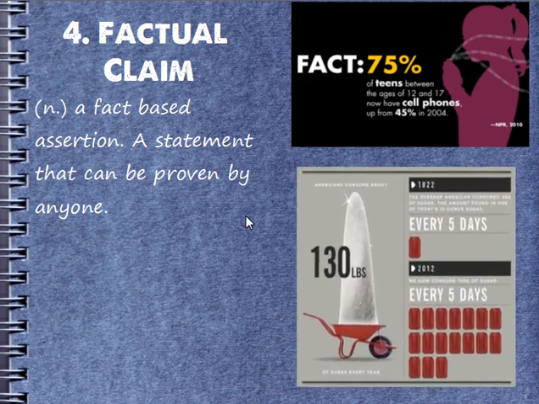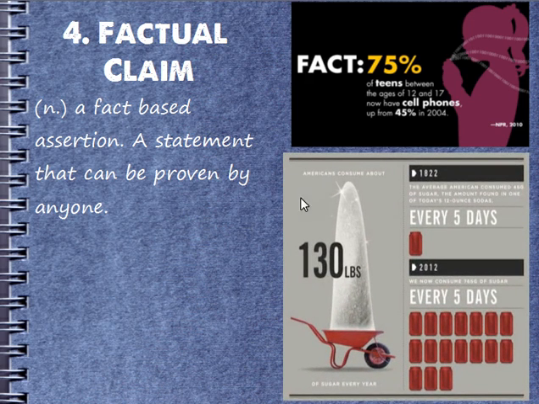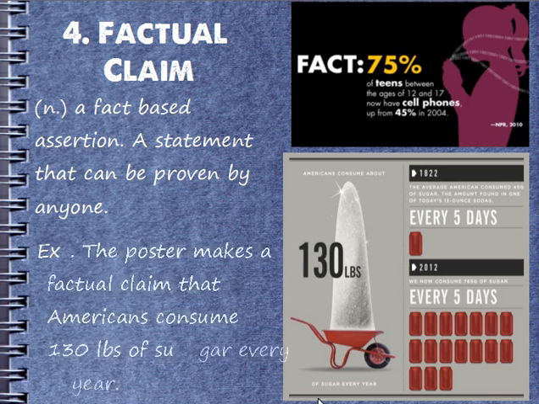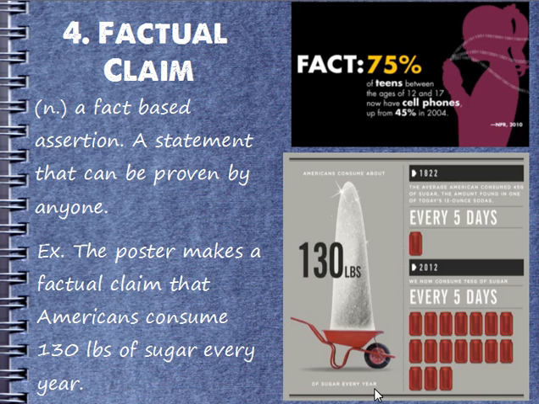Let's look at another graphic here. Americans consume about 130 pounds of sugar every year. If we assume this is a fact, we're going to use this for our example sentence. Example: the poster makes a factual claim that Americans consume 100 pounds of sugar every year. While you've got the video paused, you can read through some of this other information right here. Play when you're ready.